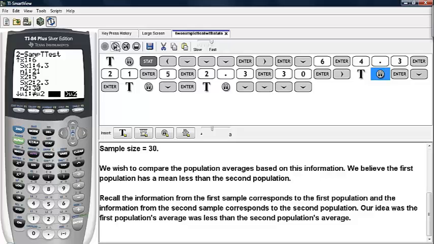We wish to compare the population averages based on this information. And suppose, for this example, we believe the first population has a mean less than the second population. Now, you have to remember that the first sample corresponds to the first population, and the information in the second sample corresponds to the second population. And our idea was that the first population's average is less than the second population's average. So we'll highlight the less than option.